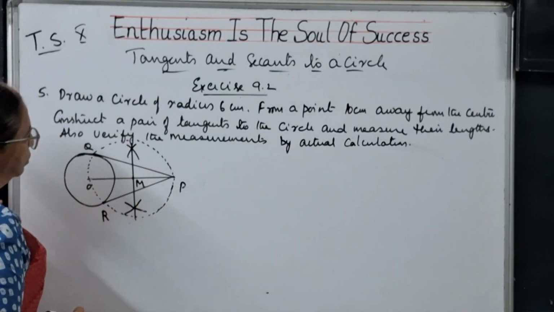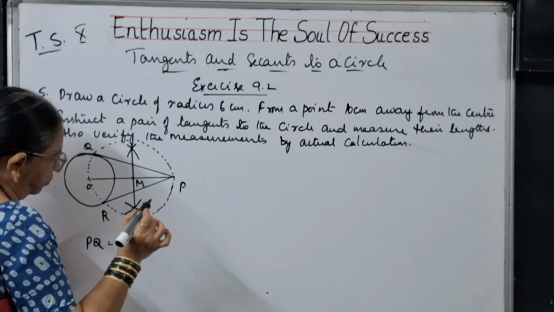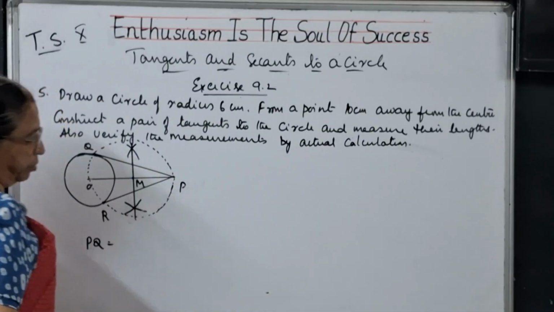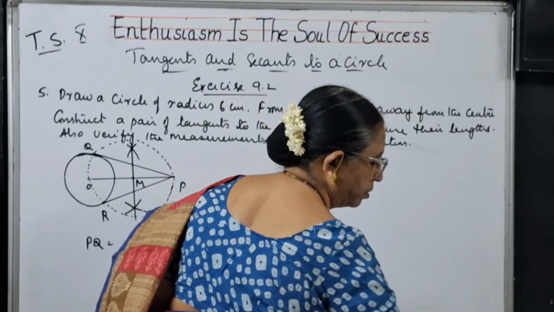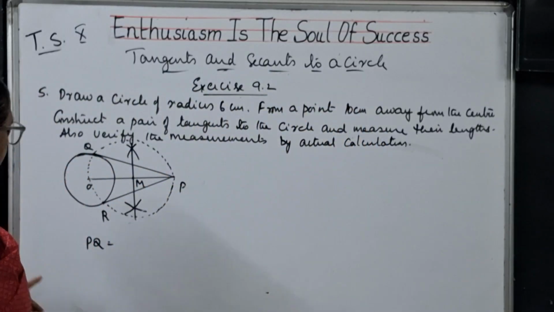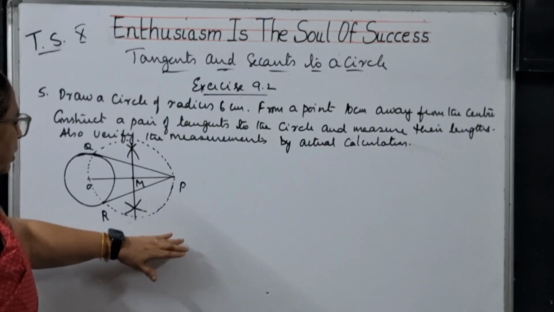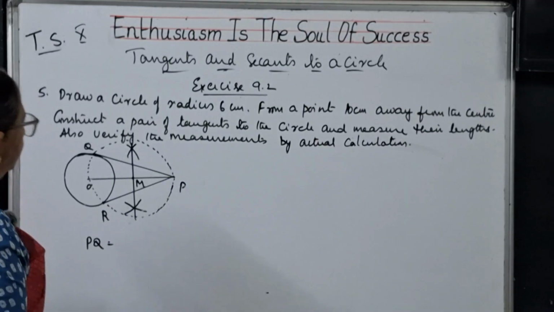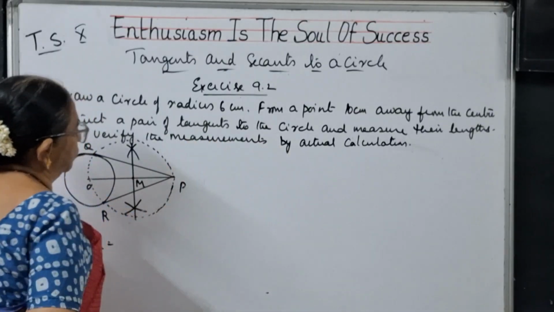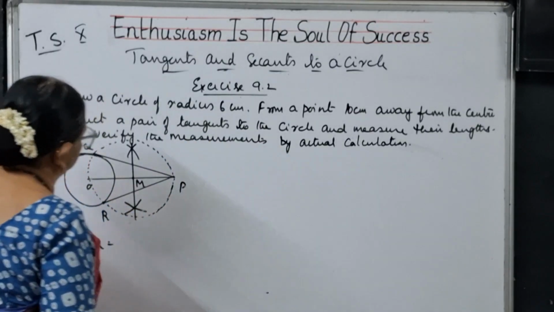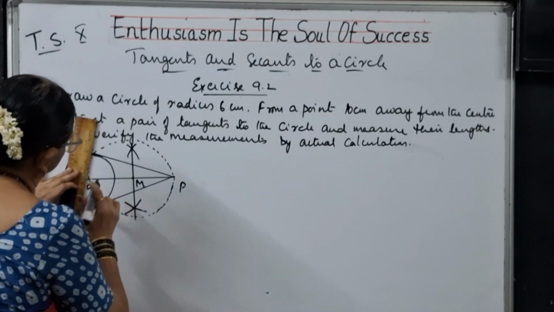The next part is what you have to do. You have to measure PQ by using the scale. You measure the PQ. You are going to get PQ as some measure. After getting PQ, now they are asking to go for measurement by actual calculation. How do you go for actual calculation? You have to join O and Q.